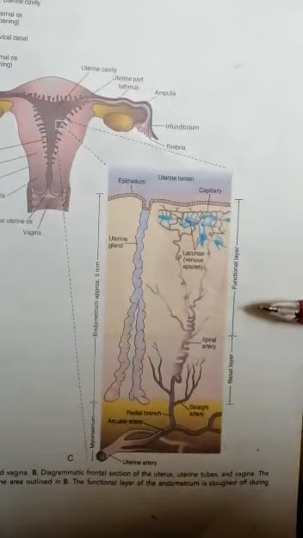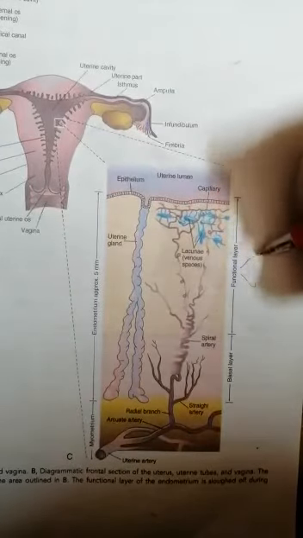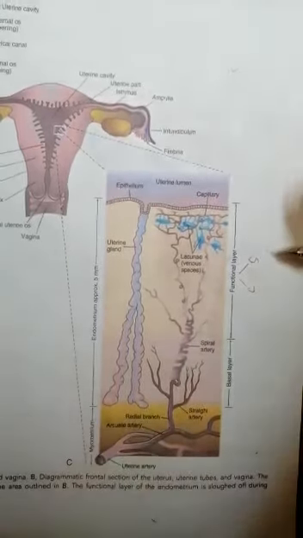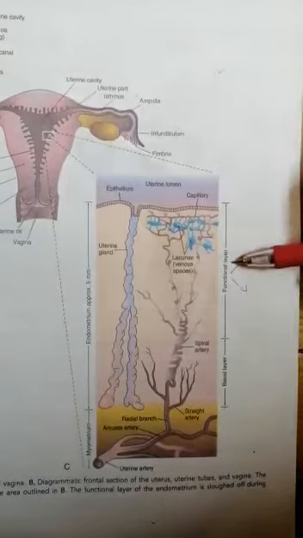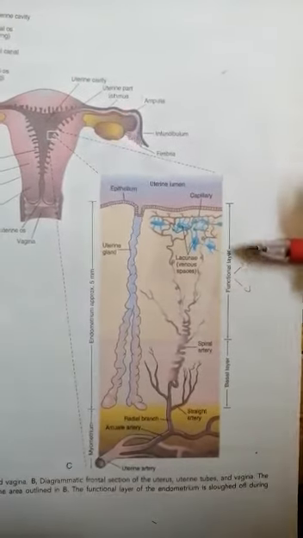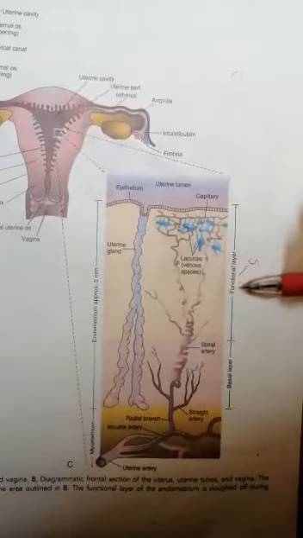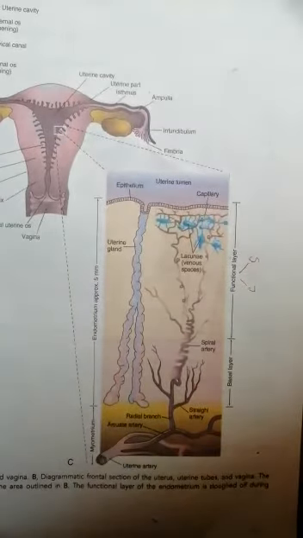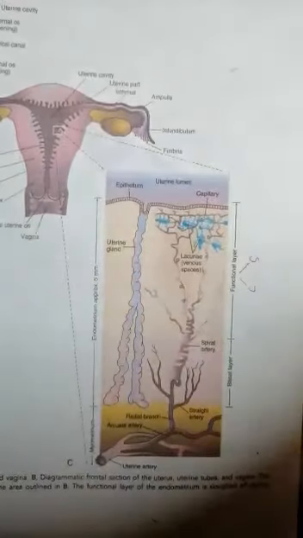The functional layer is the layer that contains the compact and the spongy part. The compact and spongy part is the area that is shed at the time of menstruation. So the functional layer is being excreted, or lost, when menstruation occurs, with the extravasated tissues or the discharge coming out from the female body. The functional layer is lost at every menstrual cycle, but the basal layer remains every time at menstruation.